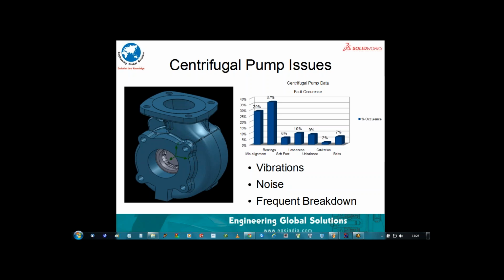If we were to look at redesigning, or at the design specifications as a part of our statement of requirement, where would we put our emphasis? We would necessarily be looking at the top 66% of the problems reported by the customers, which are in the bearings and the misalignment. Looseness of components also comes from vibrations. Cavitation could be a source of vibration. Unbalance could be a source of vibration. So except for the belt replacement, which is 7%, the rest are coming from noise and vibrations.